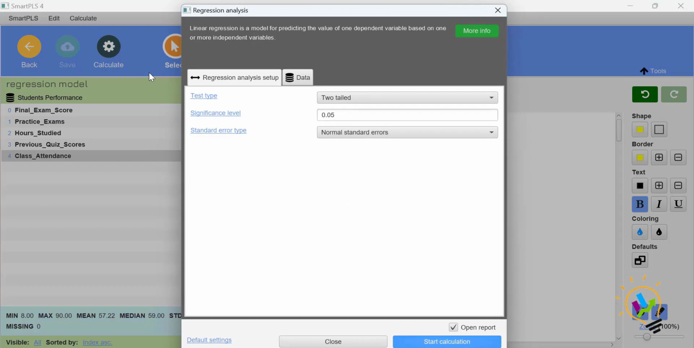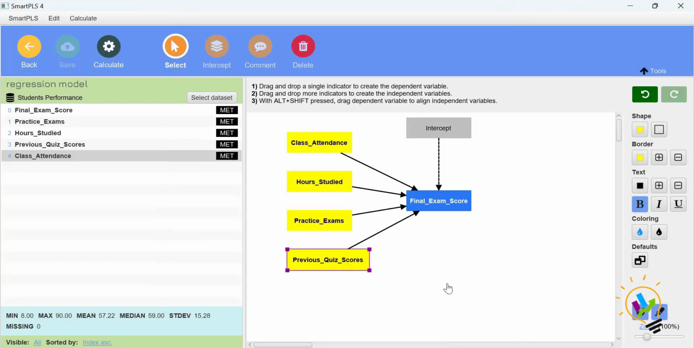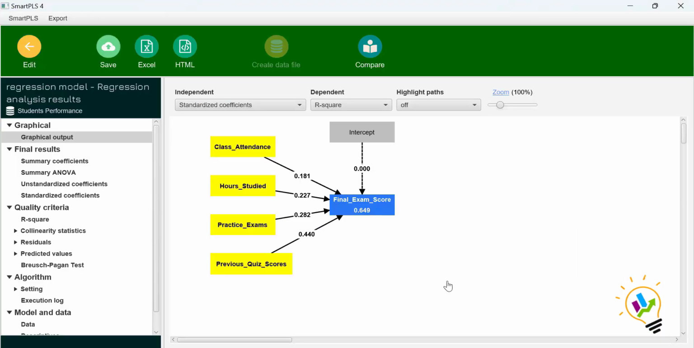Once you select regression analysis, you can see the test type, two-tailed test you want to do. Significance level is 0.05, that is a 95% confidence interval we are going to take. Standard error type is normal standard errors. Now click start calculation. Once we click start calculation, we get the analysis.